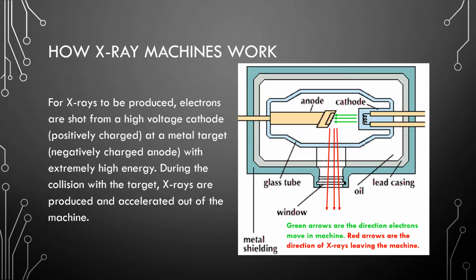The production of X-rays for medical imagery. For X-rays to be produced, electrons are shot from a high voltage, positively charged cathode towards a metal target, negatively charged anode, with extremely high energy. During the collision with the target, X-rays are produced and accelerated out of the machine.